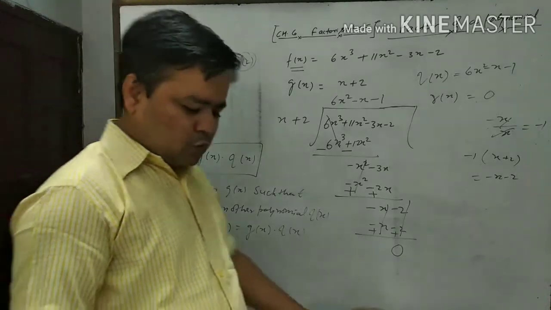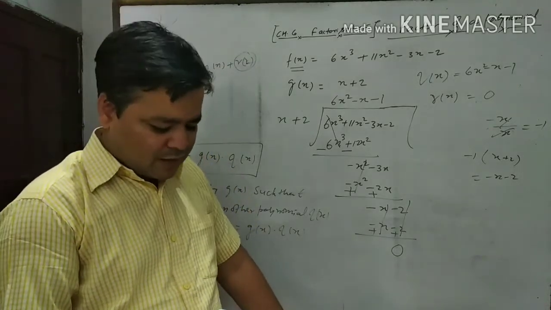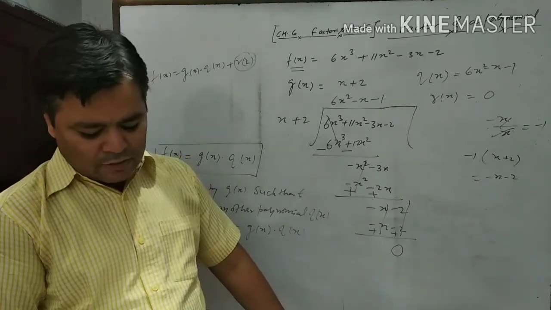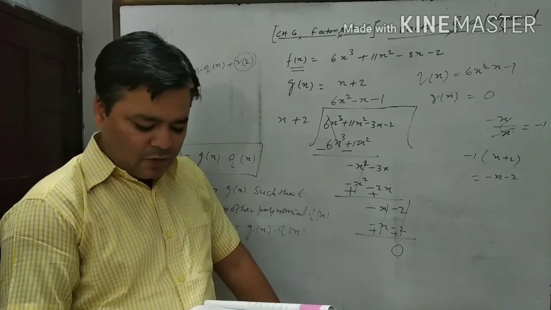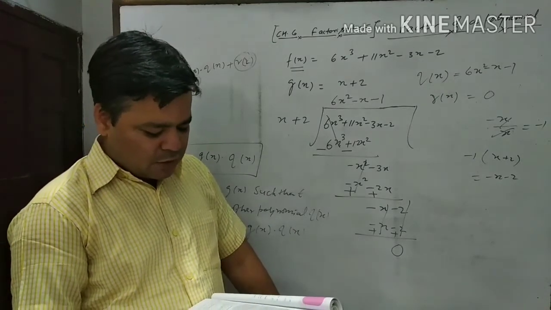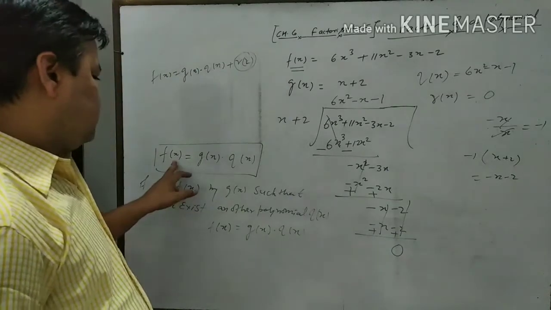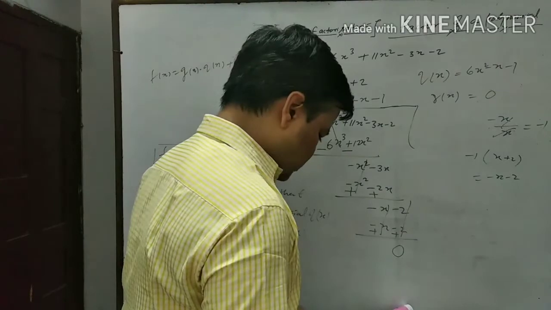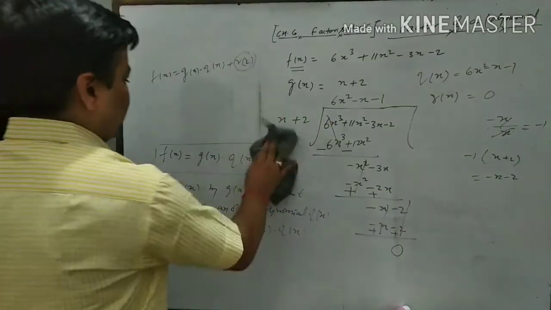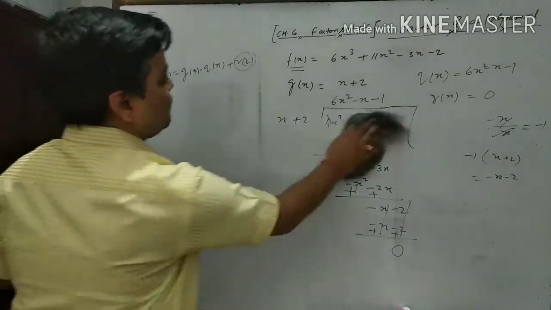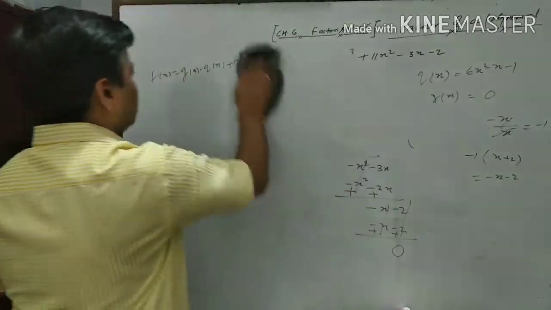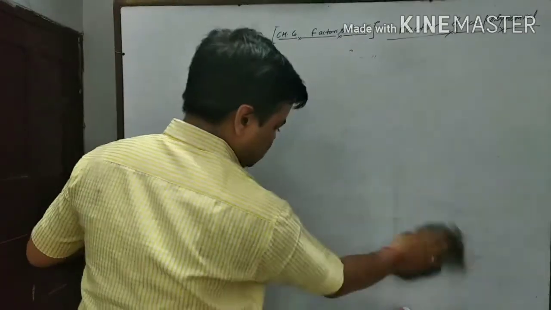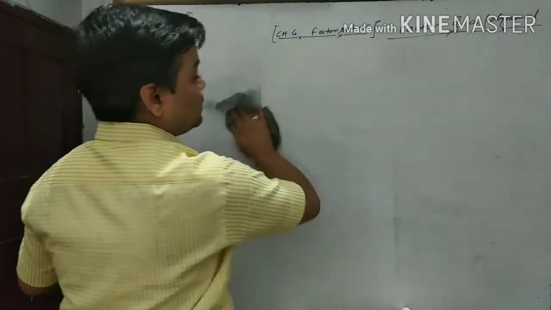You can go through the book also, where the factor of a polynomial is given. A non-zero polynomial g(x) is called a factor of any polynomial f(x) if and only if there exists some polynomial q(x) such that f(x) is equal to g(x) into q(x). Here let us try to understand this by another example, to understand the factor of a polynomial.